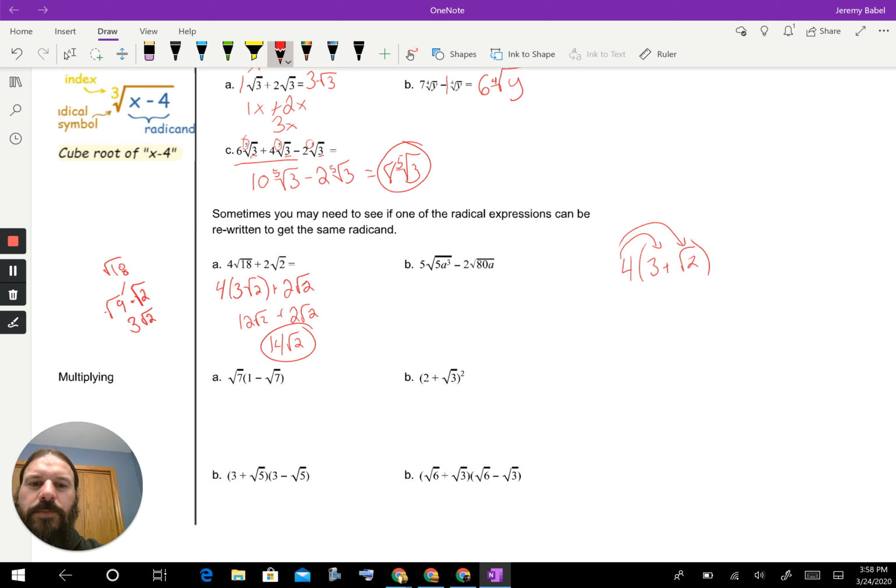All right, 5 times the square root of 5a cubed. There's really nothing I can do with that 5, but a cubed is a squared times a to the first. So a squared, we can take that out. So 5a square root of 5a.